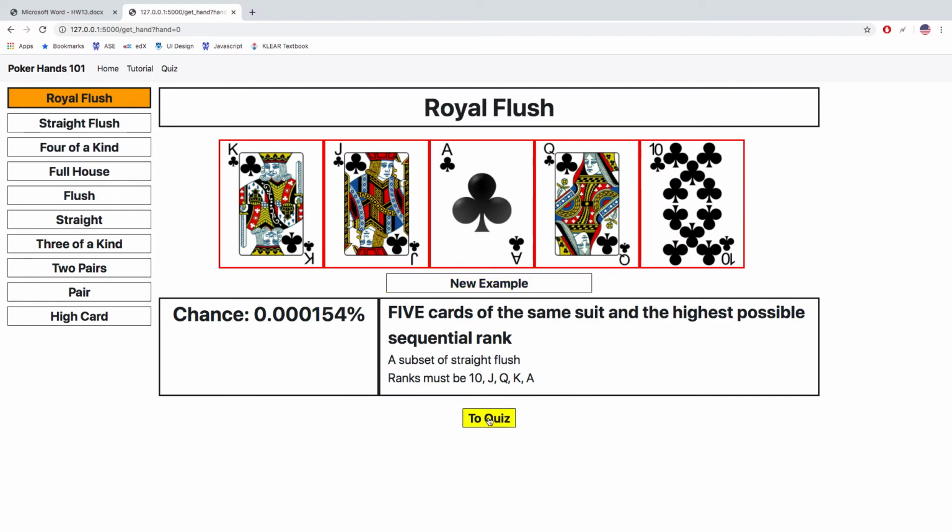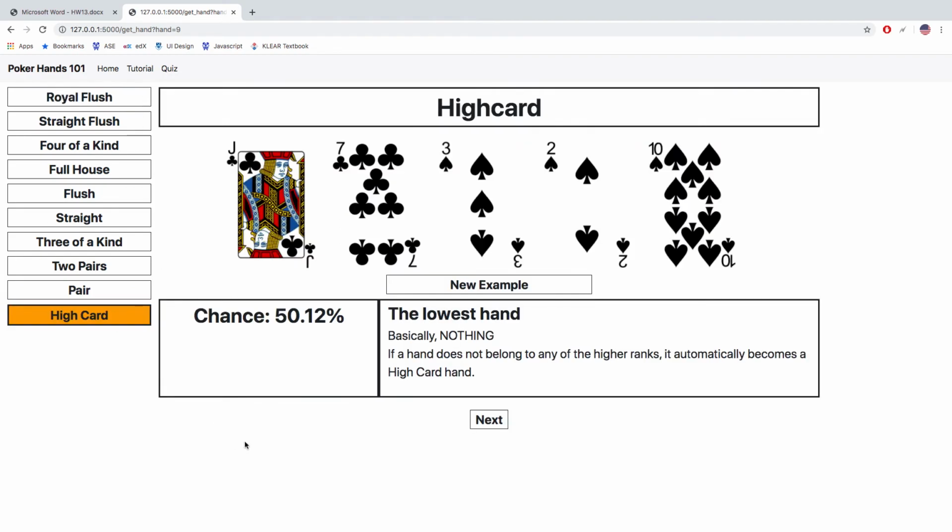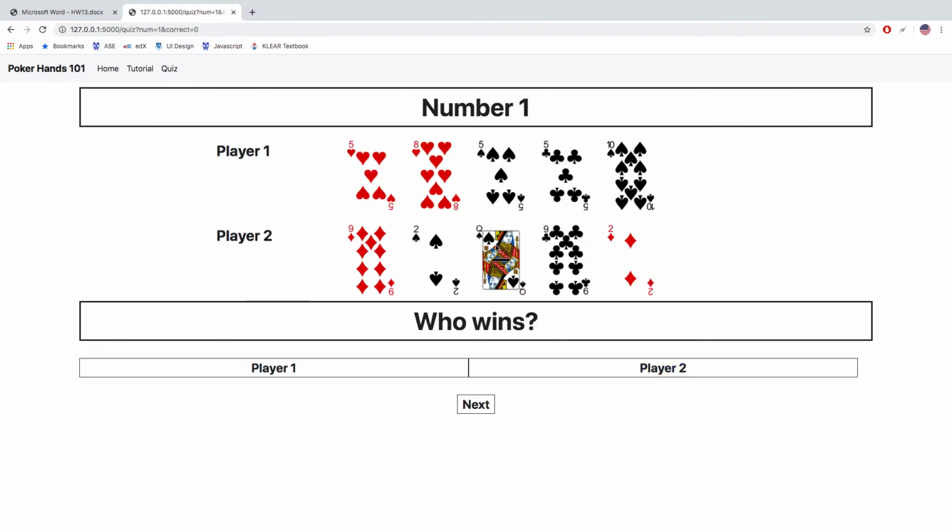Okay, so here it says to quiz. I'm gonna go review what the high card was one last time because okay, high card, lowest hand. Okay, it's the lowest one. Basically nothing. If a hand does not belong to any of the higher ranks, it automatically becomes a high card hand. Okay, so basically if it isn't any of these 9, it is a high card hand. Alright, Royal Flush to the quiz.